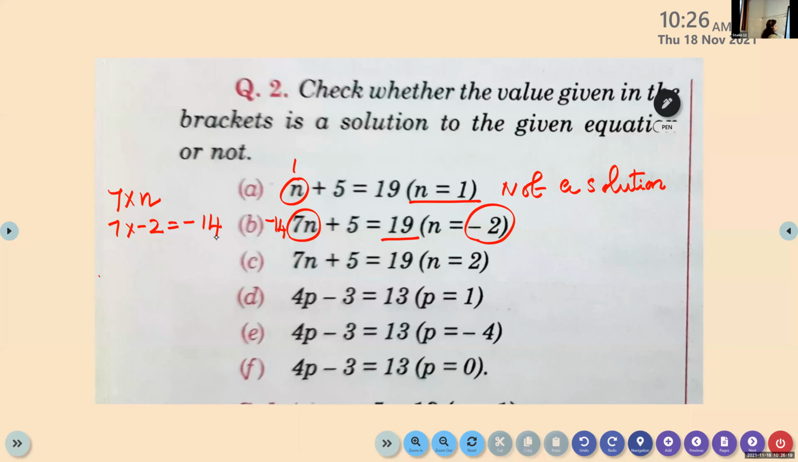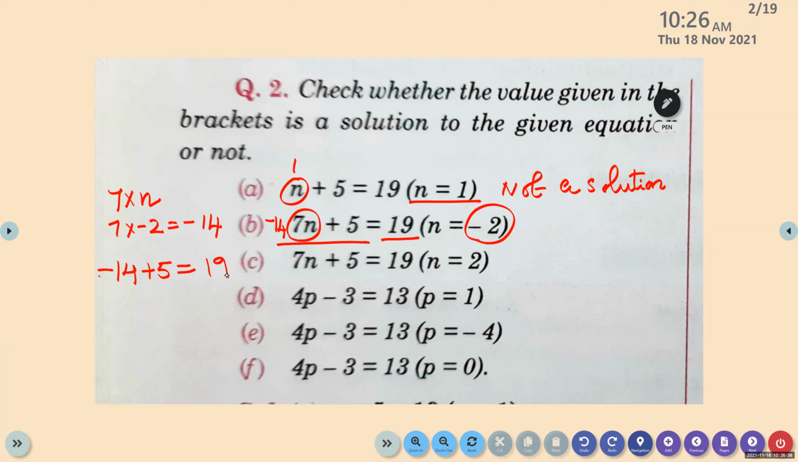-14. So the equation will become -14 plus 5 is equal to 19. Is it correct? Yes, ma'am. -14 plus 5, what is the answer? Negative 9, ma'am. How will you add two negative numbers? By adding and putting the negative sign.